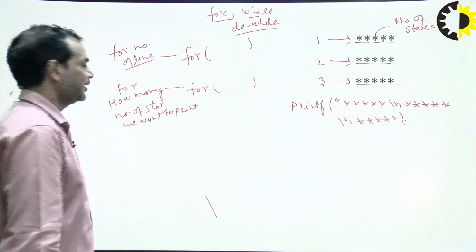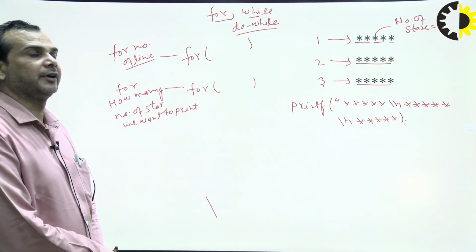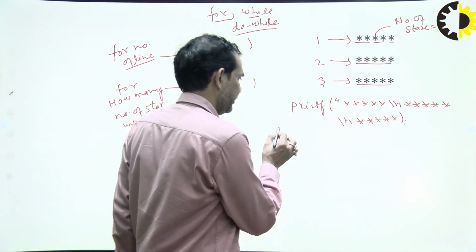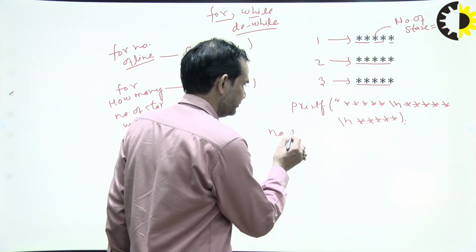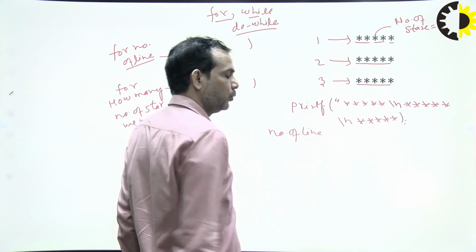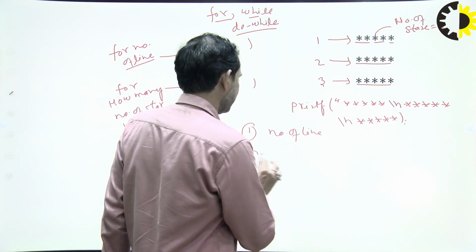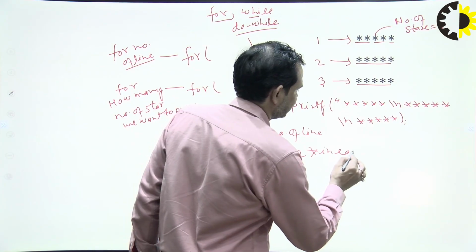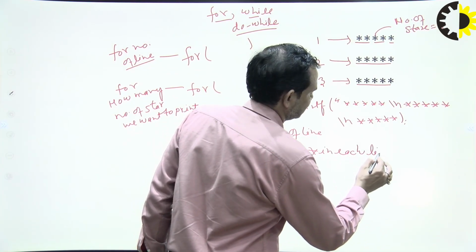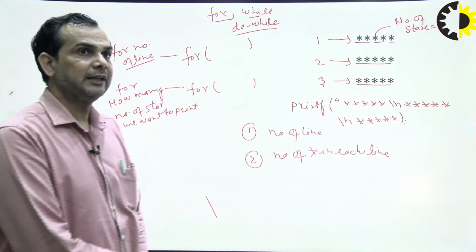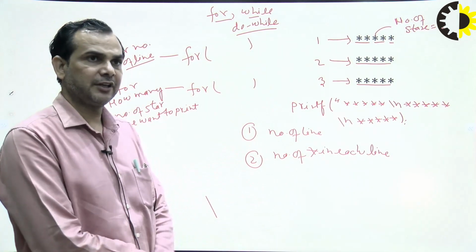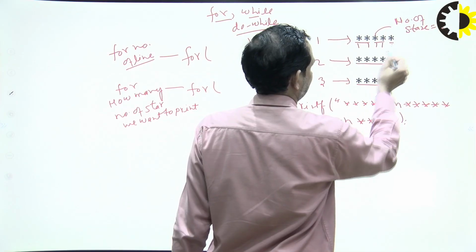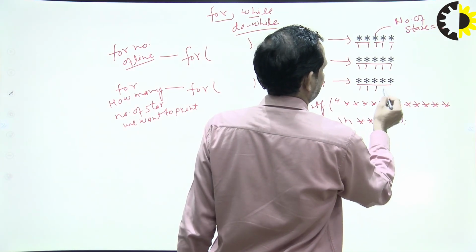So for the second loop, how many stars do we want to print? In general, if we want to print this code, we have to apply two loops: one loop for the number of lines, and the second loop for the number of stars in each line. Means if we want to print a pattern, or print something on the screen, like printing 1 1 1 instead of stars, 1 1 1 1 1 1 and so on.